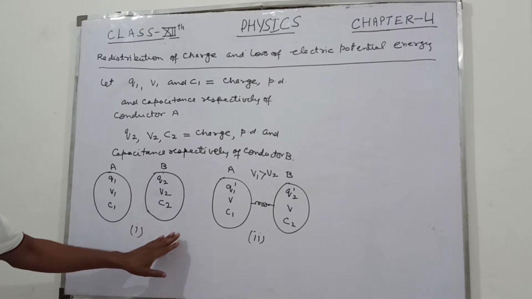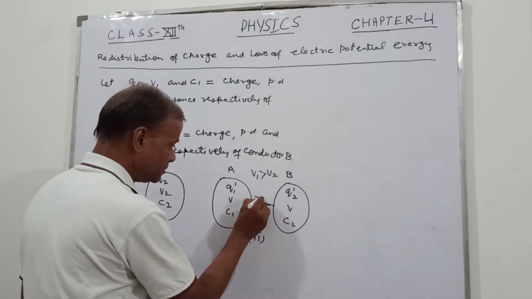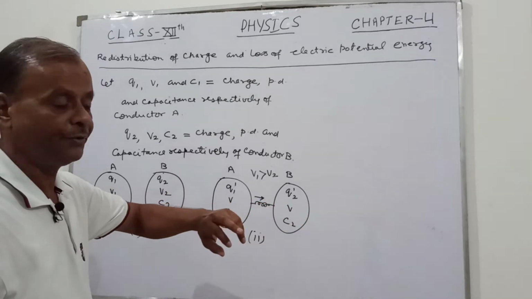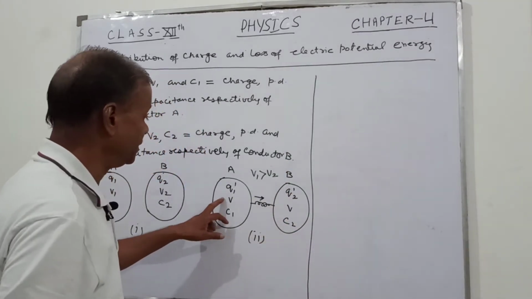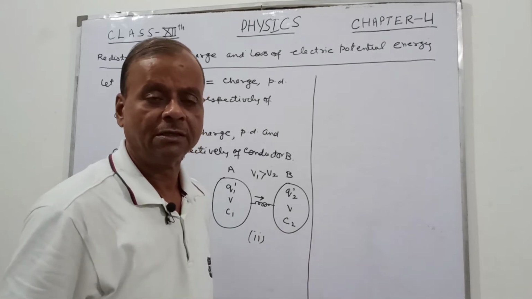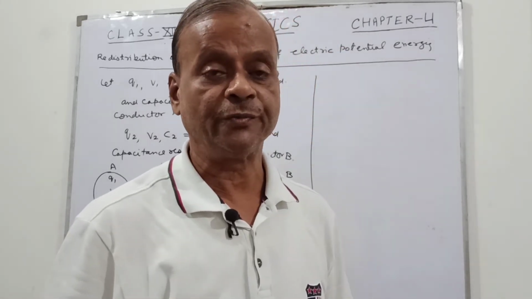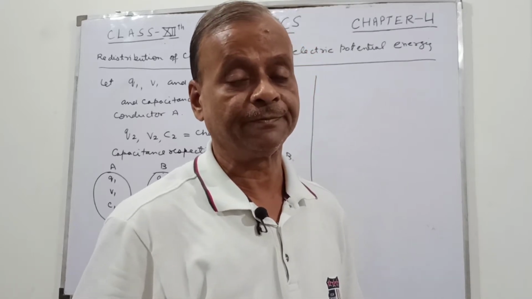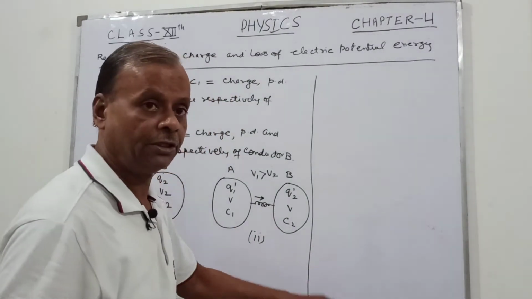Now in the first situation they are separate from each other. In the second situation they are connected by means of a conducting wire. Then charge will flow in this direction, because we have taken that V1 is more than V2. So charge will flow from conductor A to conductor B. And this flow will continue till the potential of the two conductors becomes equal. I told you that the electric potential always gives the direction of flow of the charge. So charge always flows from higher potential to lower potential. Here we are having positive charge on both the conductors, and the potential across A is more than that of B, so the charge will flow from A to B.